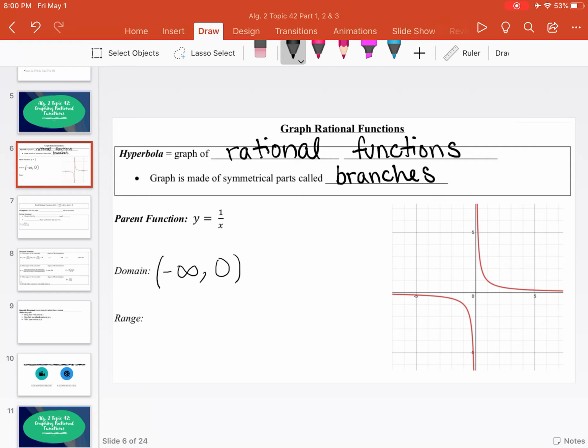But notice on the other side of the graph, we start back up at 0 and go to positive infinity. Therefore, there needs to be a union. And we have this union because we have an asymptote, which we will define in the next slide.